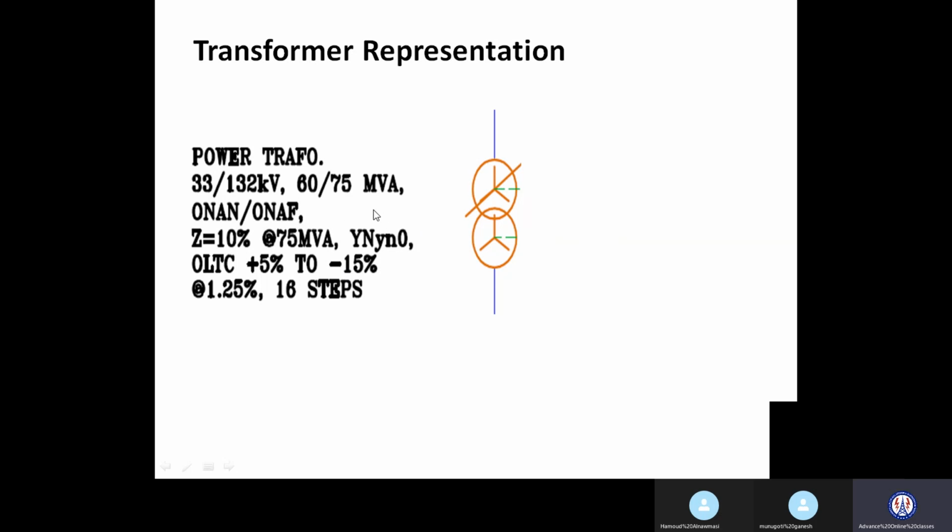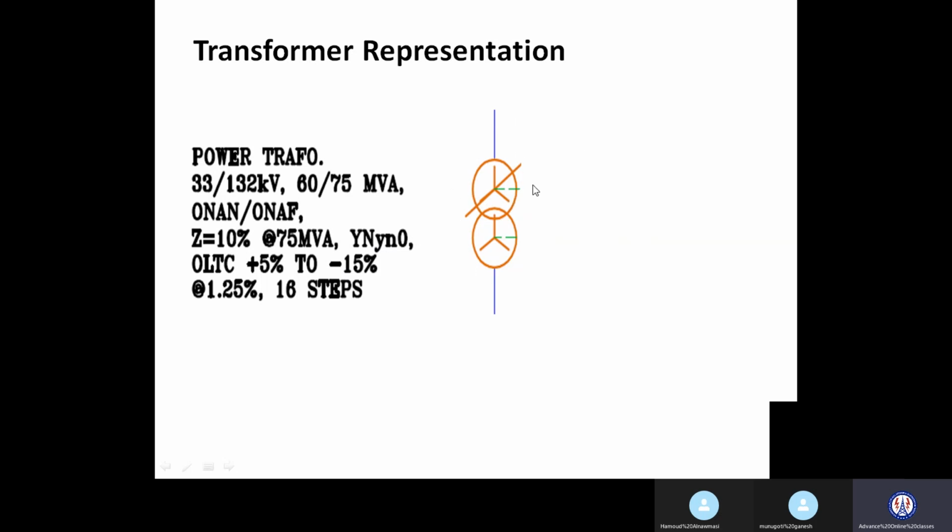So vector group, how are we representing? First we represent the HV winding in capital letters, then the LV winding in small letters. Like that we represent the vector group of a transformer. For example, if your HV winding is connected in delta and LV winding is connected in star, how do you represent it? Capital D means delta, small y, small n, 11. So when your HV winding is connected in delta and LV winding connected in star, the vector group is represented as D, y, n, 11.